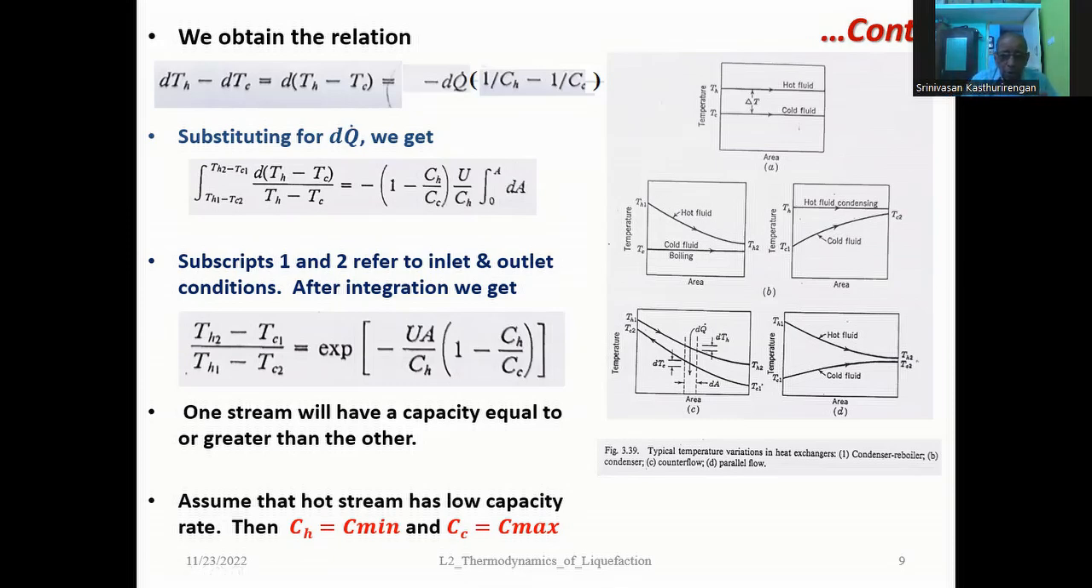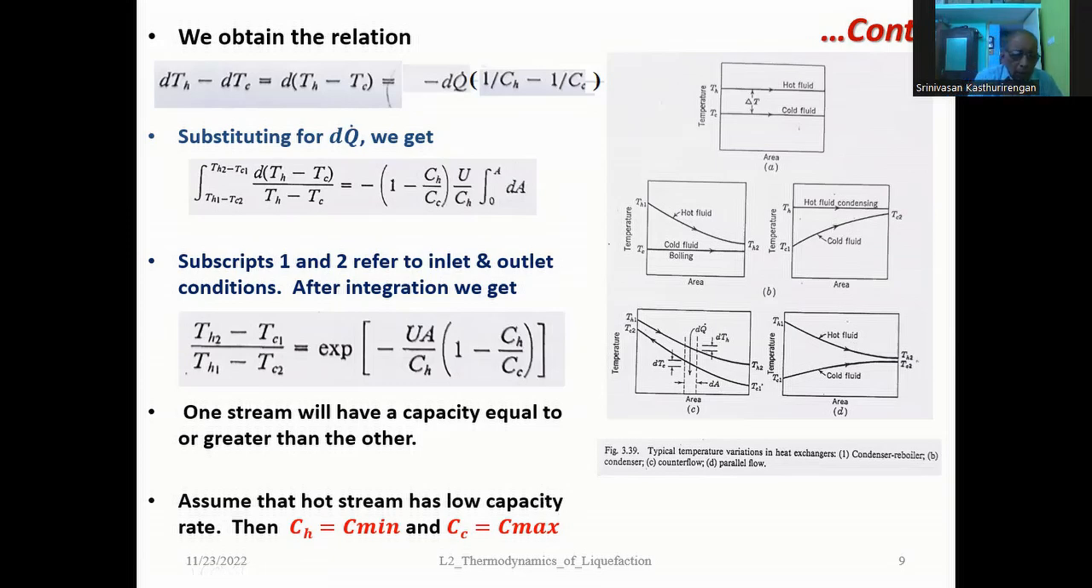Now, suppose both the fluids are not condensing, they are only cooling down. Then you have the configuration of this type. This is what you call the counterflow heat exchanger. And this one is known as the parallel flow heat exchanger. In the parallel flow heat exchanger, initially the temperature difference is very large. Both the fluids are running in the same direction. And then finally, when the fluids come close to each other, there is a temperature difference which is very small. So these are the possible types of flows that happen inside a heat exchanger.